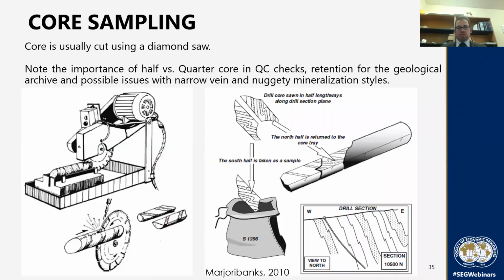Another very important aspect is the use of core sampling using a diamond saw. These photos here are self-explanatory, but I would like to highlight a number of aspects. The first aspect is that, of course, if you cut a core into two pieces, you usually do this along a predefined cut line. You can see on the bottom left that core has a cut line indicated on the top part of the core.